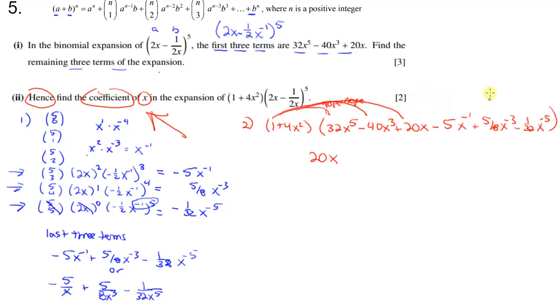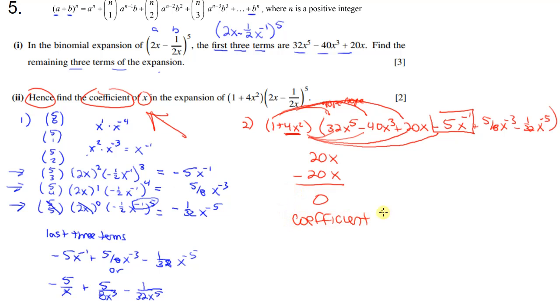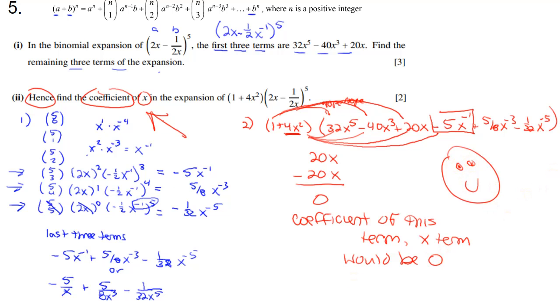1 times 20x does equal an x. So 4x squared times 32x to the fifth, no. 40x to the third, 20x, no. But 4x squared times negative 5x to the negative 1, those exponents will add up to get an x. So that's going to end up being negative 20x. And so when I add those together, I'm going to get a coefficient of 0. There actually wouldn't be a term here with just an x. And so then that's the answer.